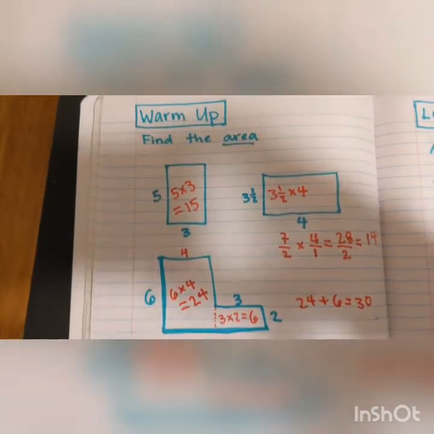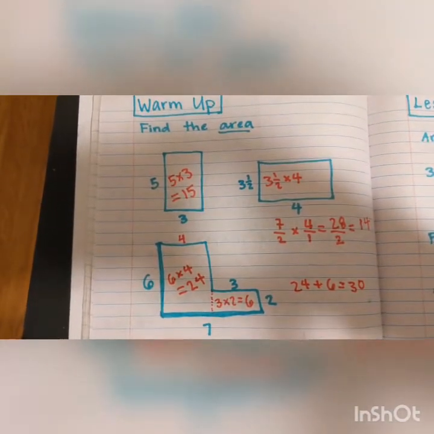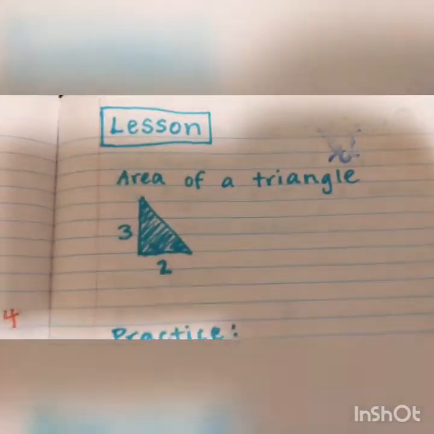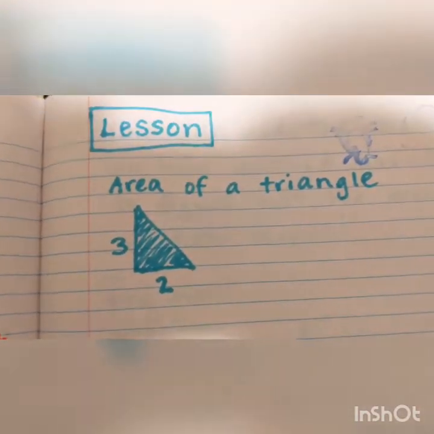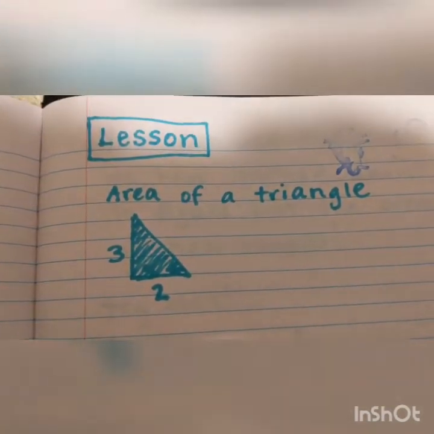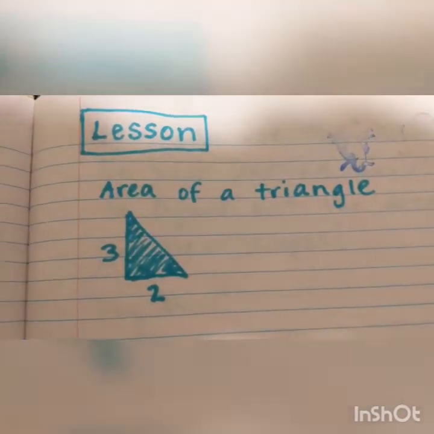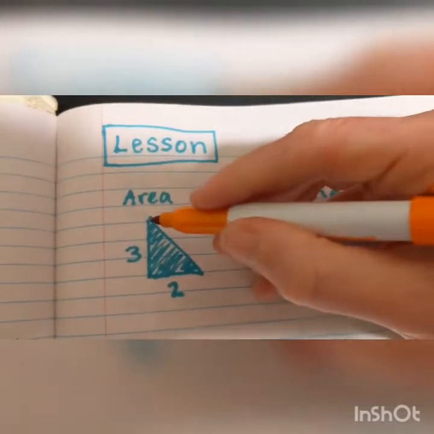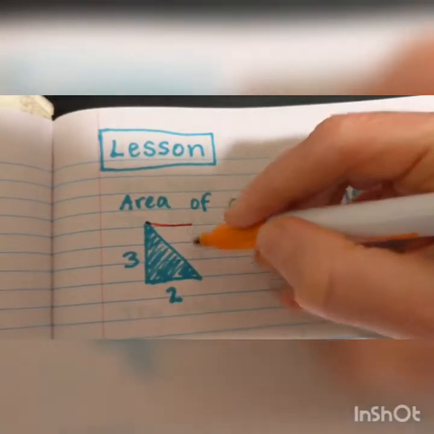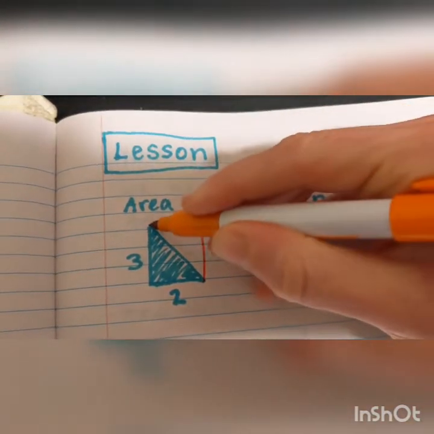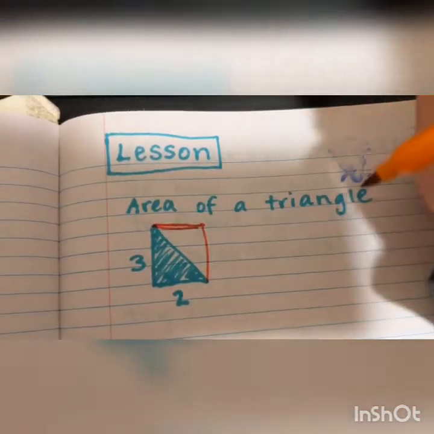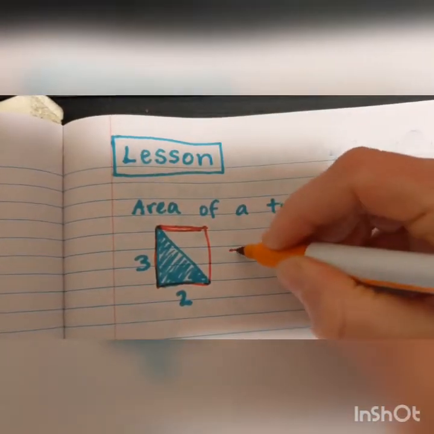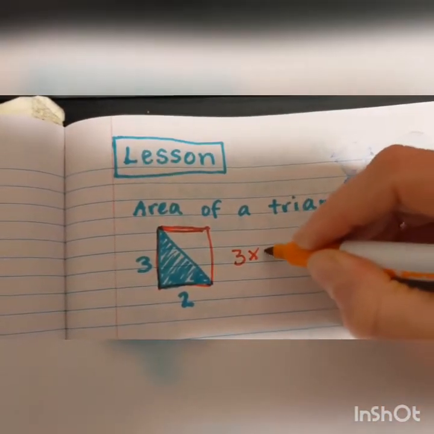Alright, go ahead and double check your warm-up, and then we'll move on to the main lesson. So right now we're looking at the area of triangles. So to find the area of a triangle, the easiest way to visualize it is by using what we just learned about rectangles. So I'm going to actually imagine this as being a rectangle. And if this was a full rectangle, I know I would find the area by doing the height times the width.